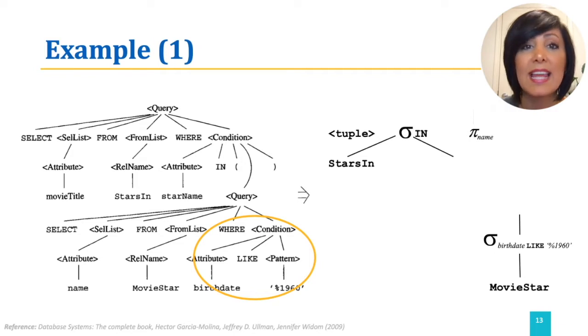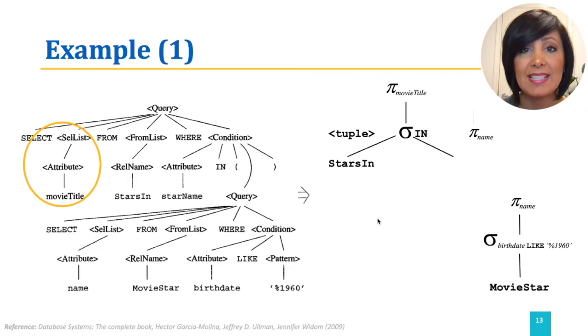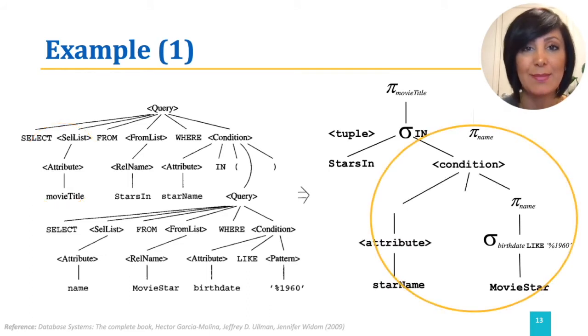Then, at the next level of the tree, taking this as input, we have a projection on list L, where L is the list of attributes in the select list. Our select list attribute here is movie title for the main tree and name for the subtree. At this step, we have the complete subtree, which is a complete tree itself, and the complete example of applying the bottom-up rules. But for the main tree, we have bits and pieces we have to take care before we have the array expression tree.